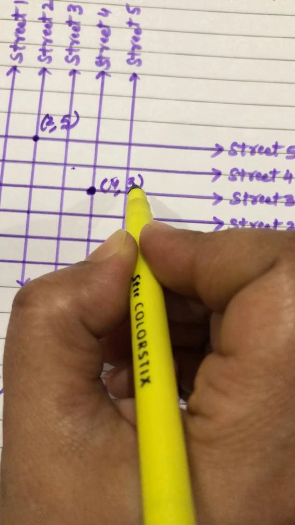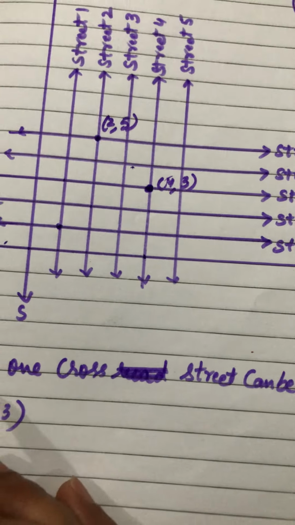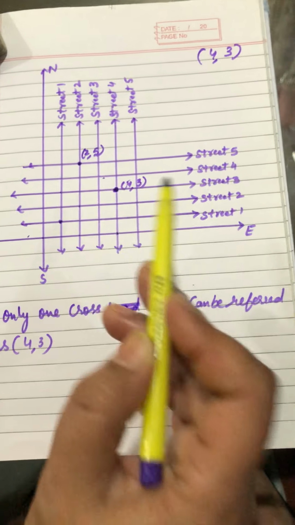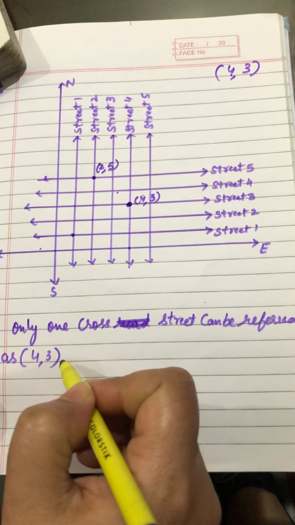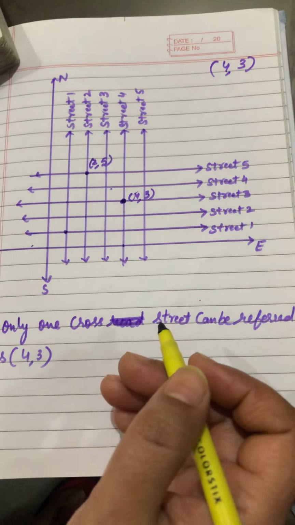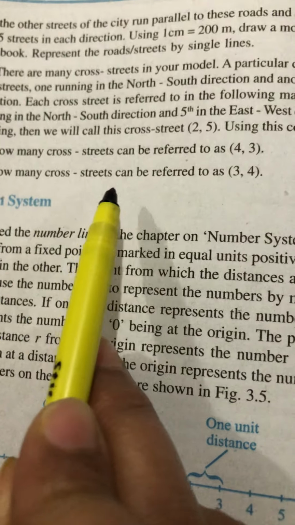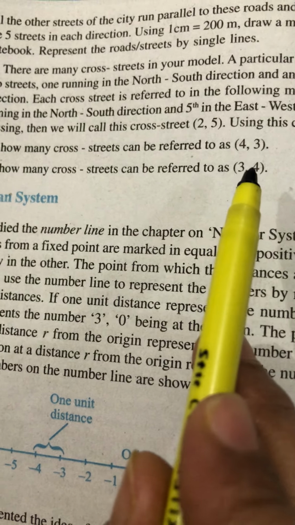So how many cross streets are there? We can see that there is only one cross street. Only one cross street can be referred to as 4, 3. So this is the answer of the first part. The second part is how many cross streets can be referred to as 3, 4.